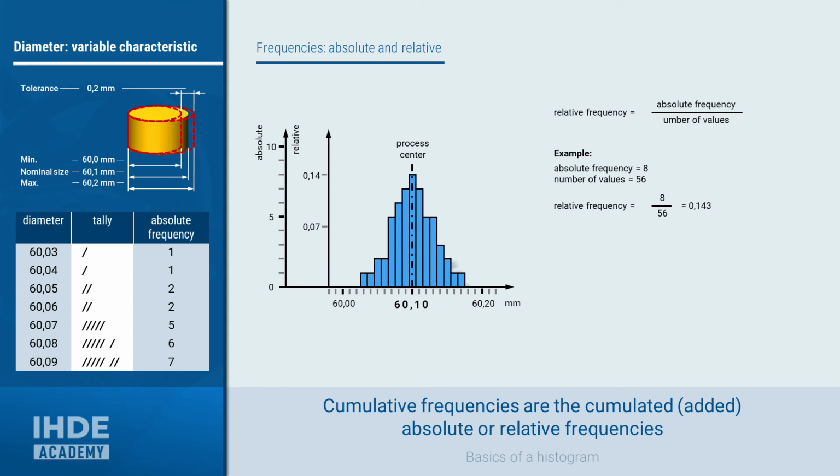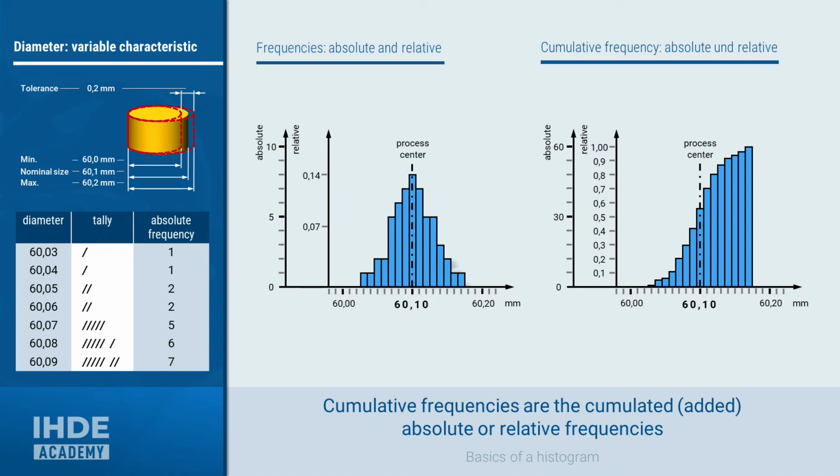In addition to the y-axis for the absolute frequency, another y-axis for the relative frequency has been added here. The relative frequency indicates how large the absolute frequency is as a proportion of the total number of values. For example, if the reading 60.1 mm occurs 8 times and the total number of readings is 56, the relative frequency is 8 divided by 56. The result is 0.143. In other words, 14.3% of all parts are 60.1 mm in diameter.